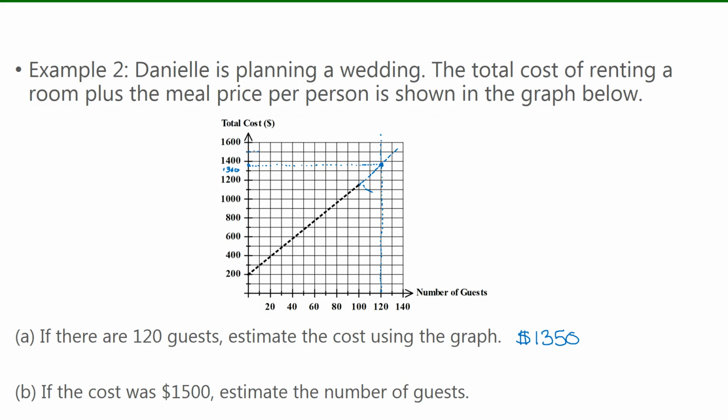Now B says if the cost was 1,500, how many guests would there be? So drawing a horizontal line over from 1,500 would be around here, and then we have to go straight down. Again, we need a ruler here. And looks to be about halfway. I'm going to say 135 guests.